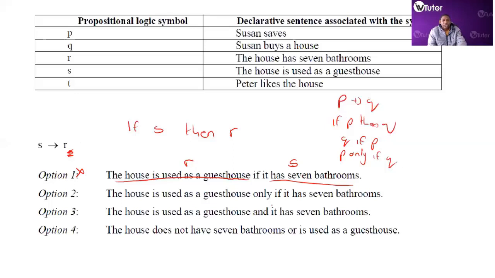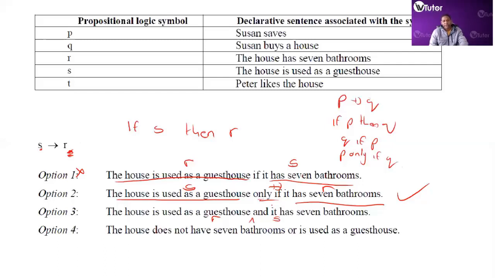The house is used as a guest house only if it has 7 bathrooms. So here we're starting with S. The house is used as a guest house. So it's S implies R. So this looks correct. The house is used as a guest house and it has 7 bathrooms. So this is R and S.